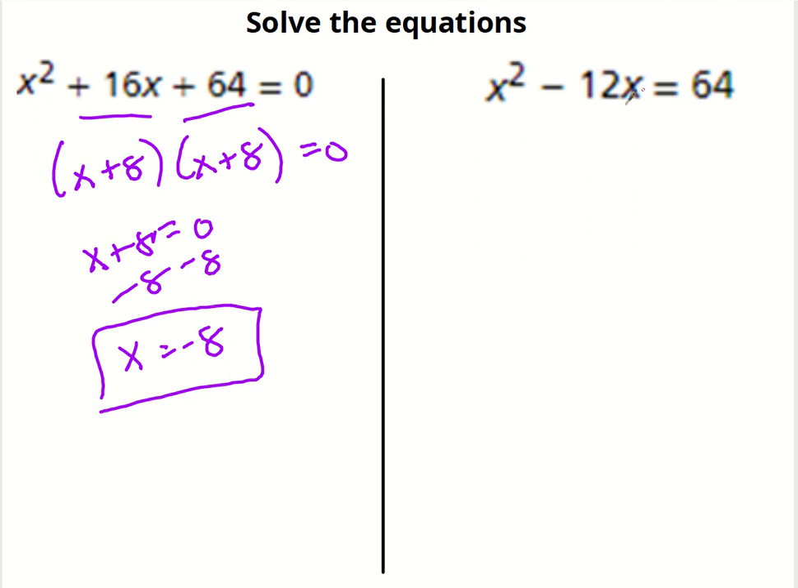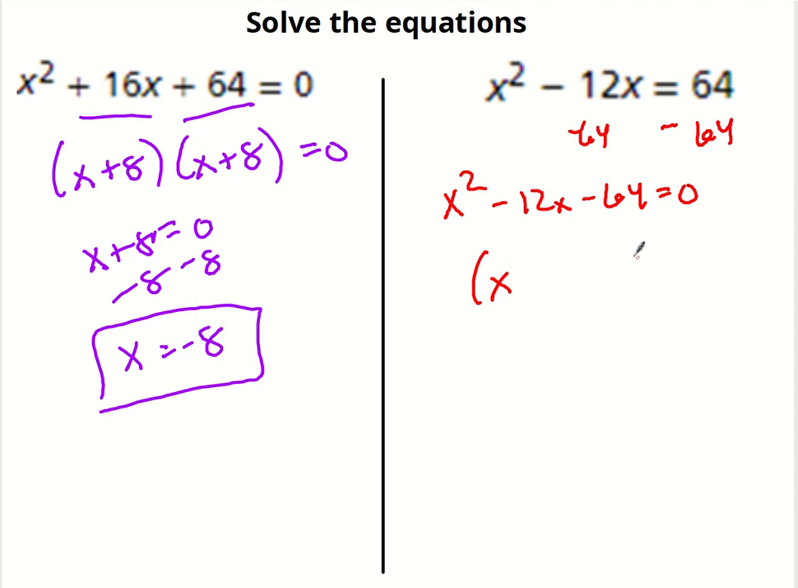And go ahead and try this next one and see how you do. Pause it, try it. So the first step is to subtract 64 from both sides and write it in standard form. Now I'm looking for factors of -64 that add up to -12. Well, 16 times 4 is 64, and 16 and 4 make 12.